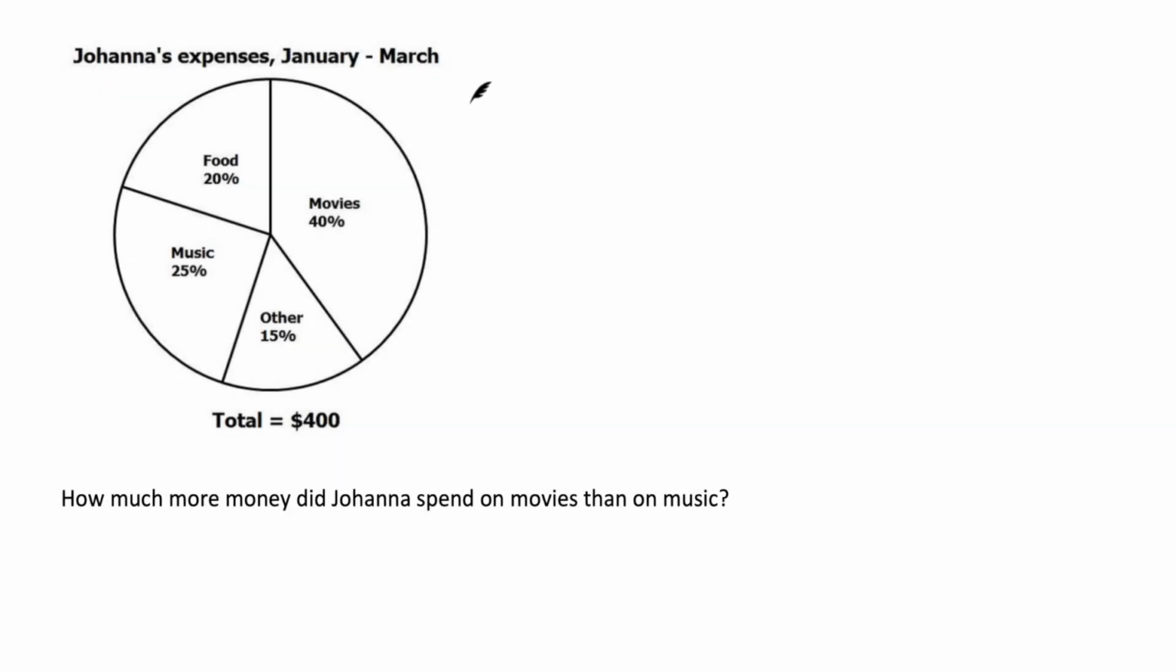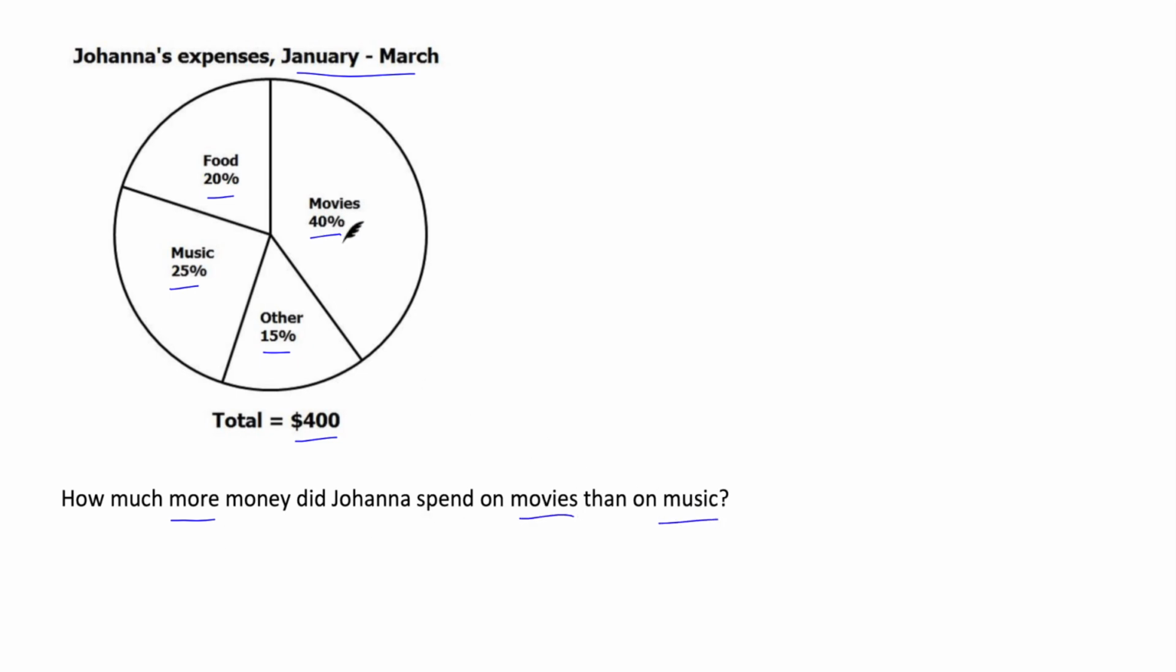Another question, Joanna's expenses from January till March. She spends 20% on food, 40% on movies, 25% on music, and 15% on other items. And in total, she is spending $400. The question is, how much more money did Joanna spend on movies than on music?